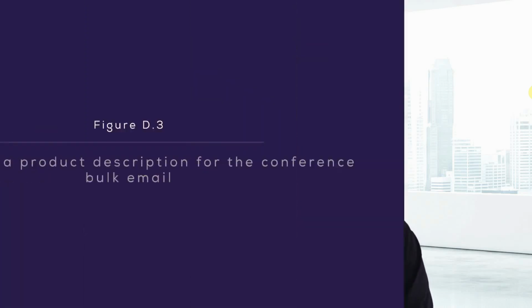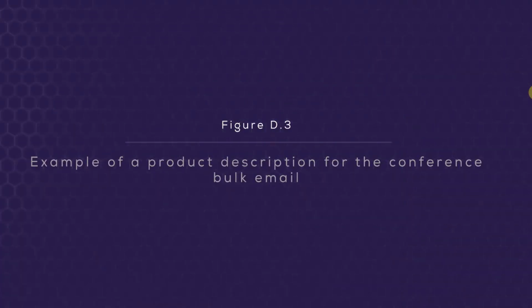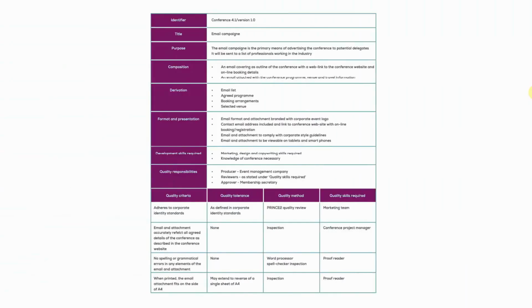Now, for each of these identified products, we would create now a product description. So step 3 is to create the product descriptions. So as part of creating the plan, remember, whenever we create a plan, we create product descriptions. So for each identified product here now, we create an associated product description. Figure D.3 here shows us an actual product description. Let's have a quick look at that one.